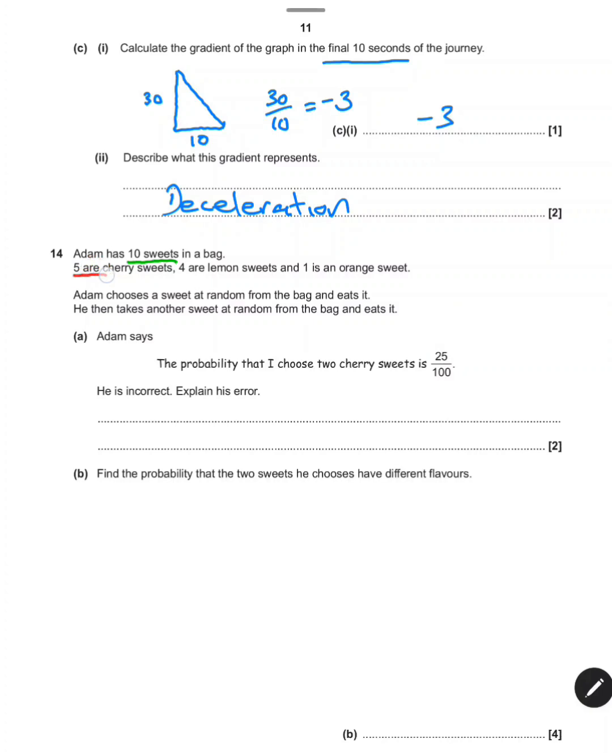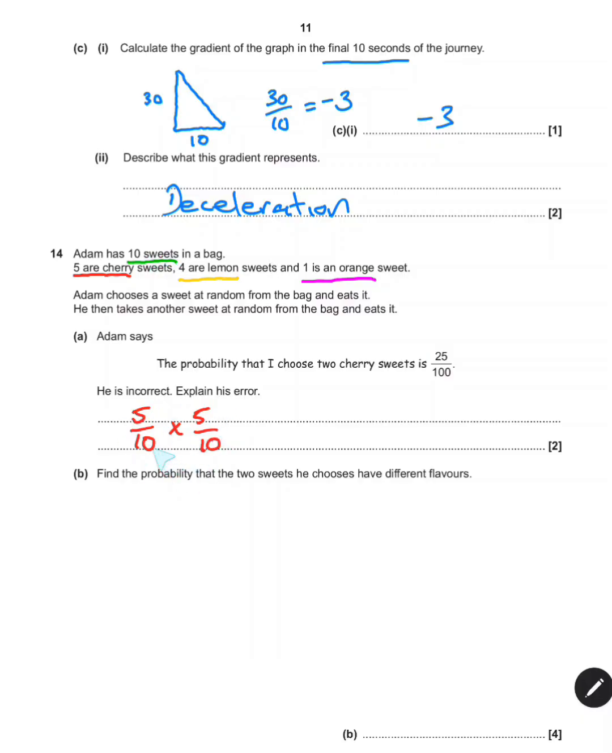Question 14, we've got 10 sweets in a bag. We know that 5 are cherry, 4 are lemon, and 1 is orange. Adam's choosing a sweet at random from the bag and eats it. He then takes another sweet at random from the bag and eats it. And he says the probability is 25/100ths, which he's got from 5/10ths multiplied by 5/10ths, probability of cherry multiplied by probability of cherry.